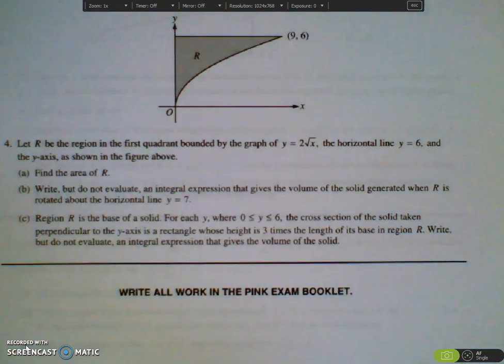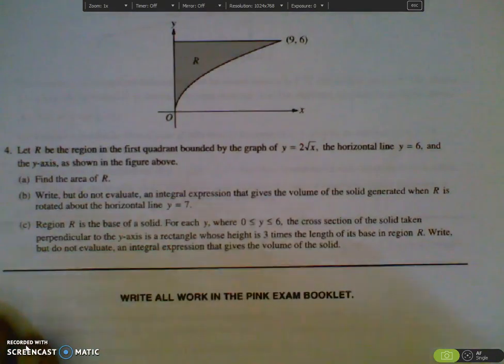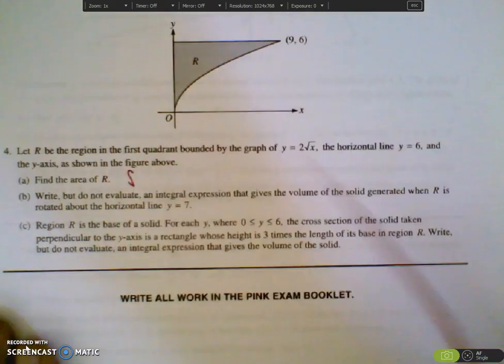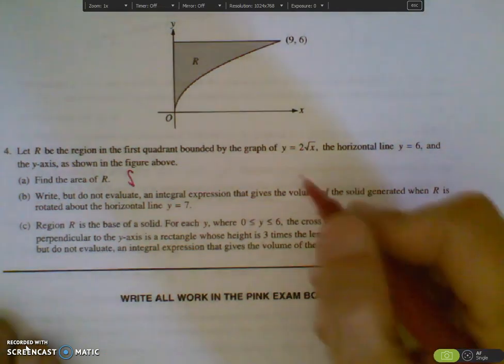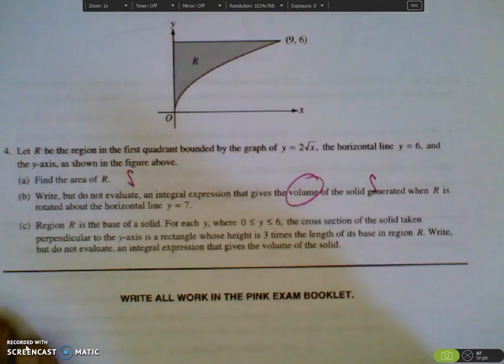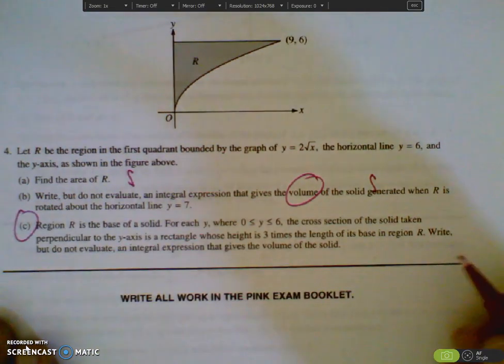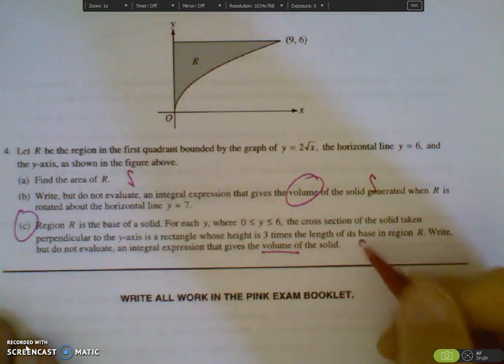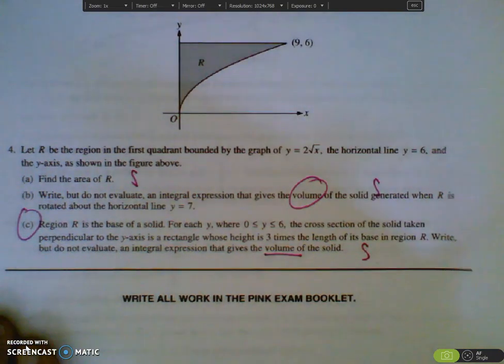Let's keep moving along. In question number 4, we're asked to find an area. That's an integral. In part B, finding a volume, that's an integral. In part C, we're finding another volume, and so that's another integral. That one was pretty straightforward.